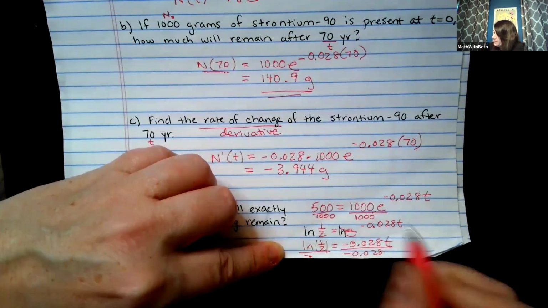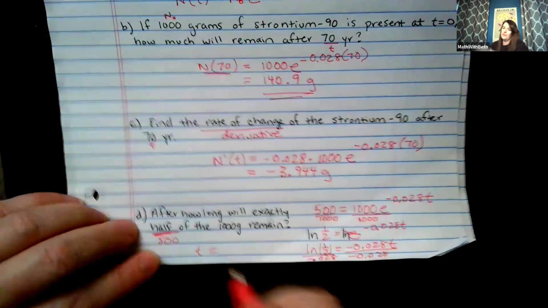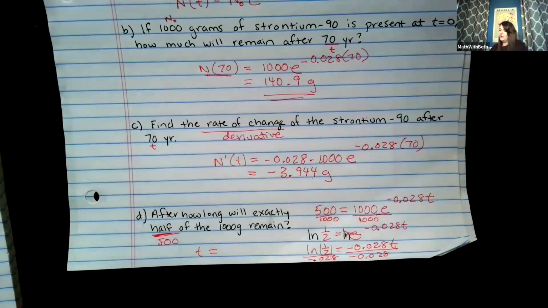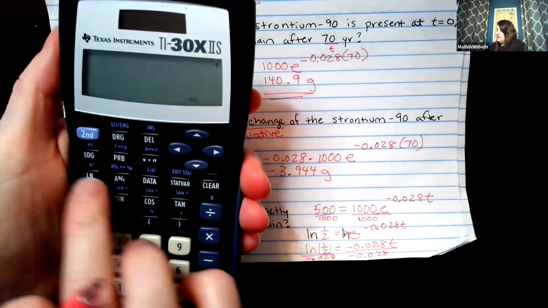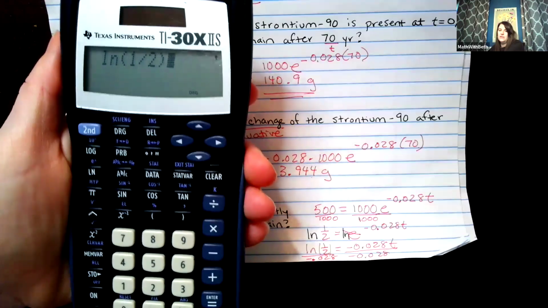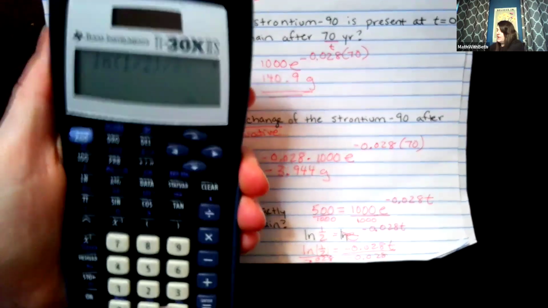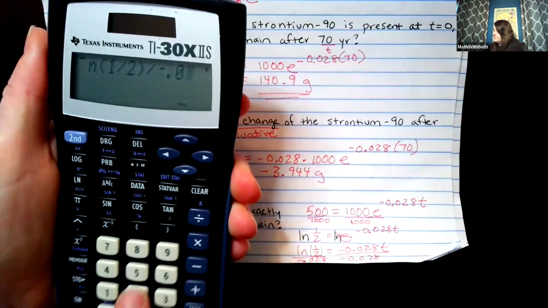So now I'm going to pick up my calculator and do all of that at once, because if I did it piece by piece, I would probably round at some point. We don't want to do that. So I'm going to do all of it at once. So I'm going to do ln 1/2. Make sure you end your parenthesis, then divide it by negative 0.028.